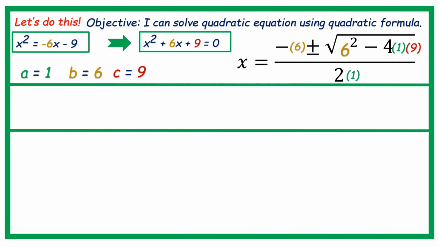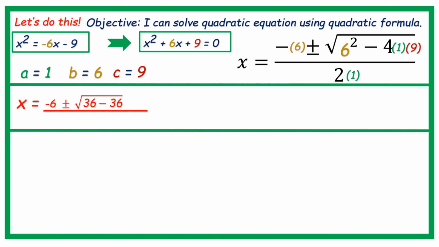Oops, there's another a, that is 1. Just like that. Let's proceed. x equals negative times 6, negative 6. Simply copy plus and minus. Then we have the square root of 36 minus 36. Mr. T, where did you get 36 minus 36, or square root of 36 minus 36?